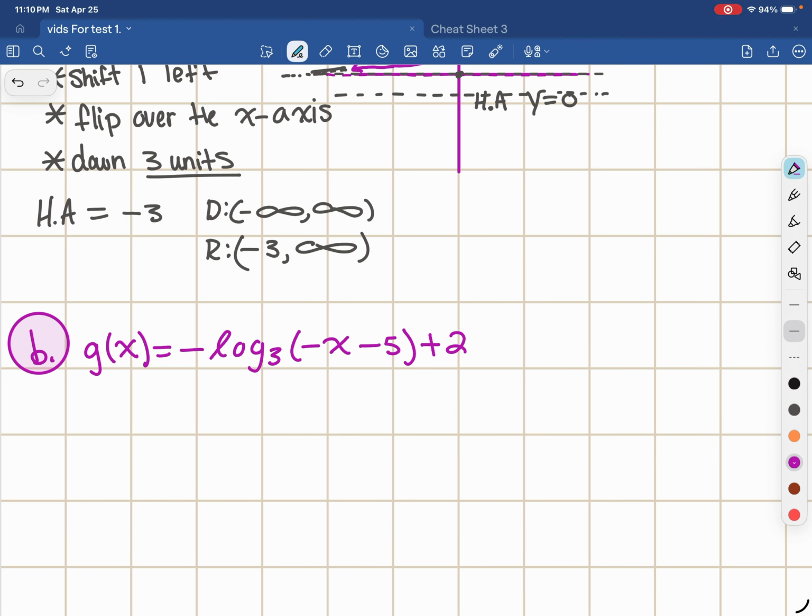And again, it's important to know your parent functions. So you want to memorize the exponential and logarithmic functions just to make it a lot easier on yourself.